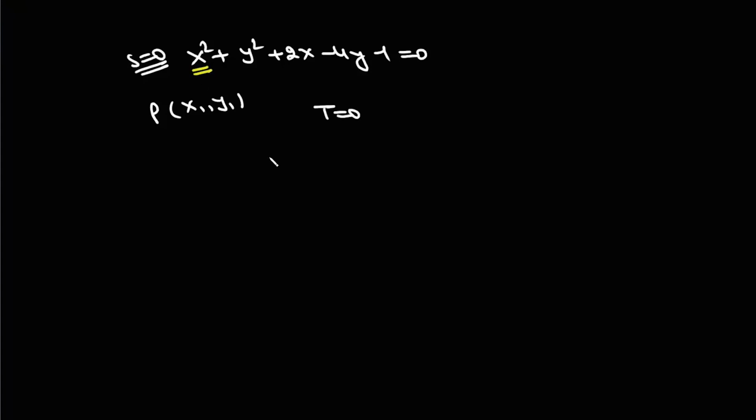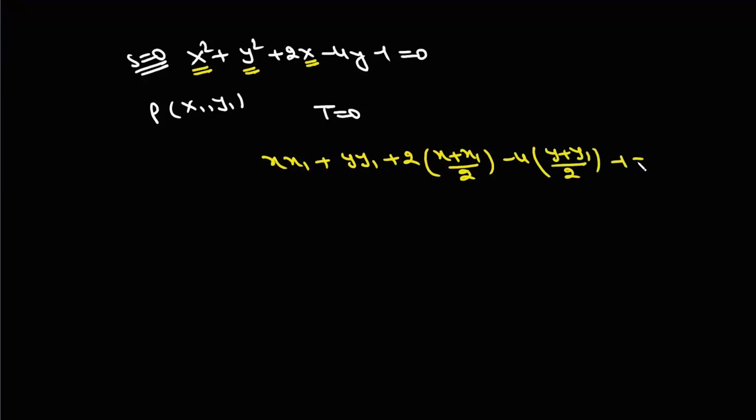We'll replace x square with x into x1, so it will be x x1 plus, we'll replace y square with y into y1 plus, now this is 2 into, we change x with (x plus x1) upon 2, so it will be this (x plus x1) upon 2 minus 4, and y is (y plus y1) upon 2, and minus 1 equals to 0. So this equation, which now is equation of a line, is T equals to 0. So this is how we write T equals 0 for any conic.